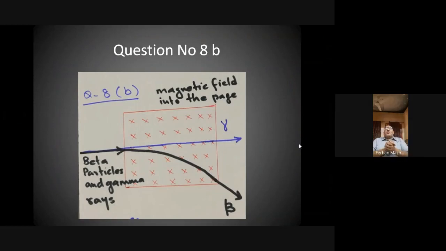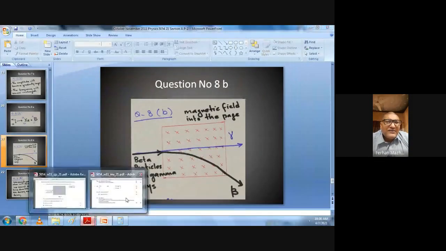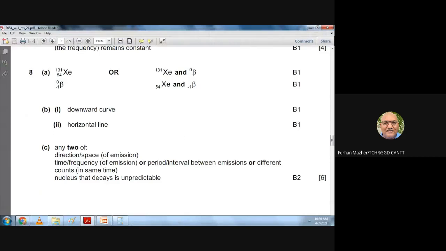The gamma rays, on the other hand, I have shown them with the blue color. They are neutral, they don't have charge on them, so neither they are attracted nor repelled. Magnetic field has no effect on them, so they go undeflected, straight. So I hope you have understood. So let's take the marking scheme. And the marking scheme says, a downward curve and horizontal line. For gamma, it will be horizontal line, and for the beta particle, it will be a downward curve.